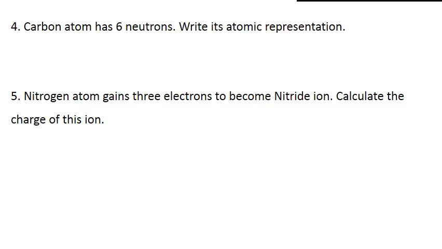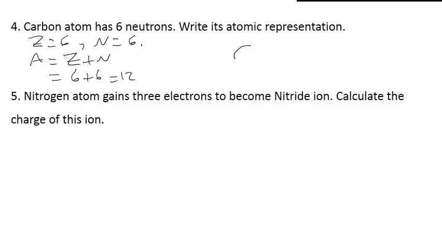Carbon atom has 6 neutrons. So we have Z equals 6 from the periodic table. Neutrons equals 6. We need to write the atomic representation. So we find the mass number equal what? Equal 12. So now we have carbon. What do we write at the bottom? At the top? 12. Good.